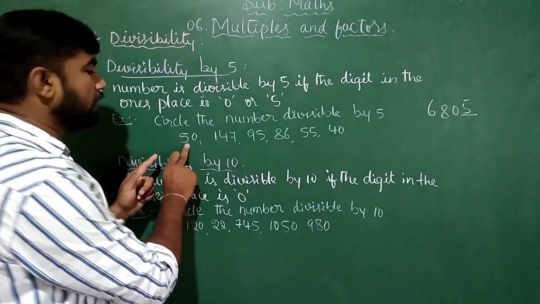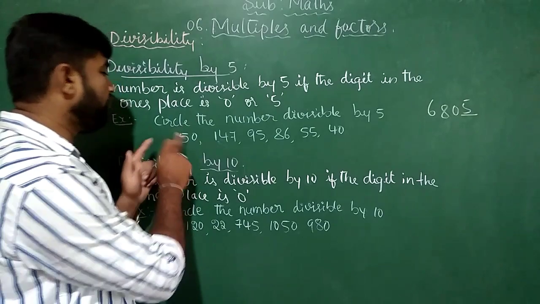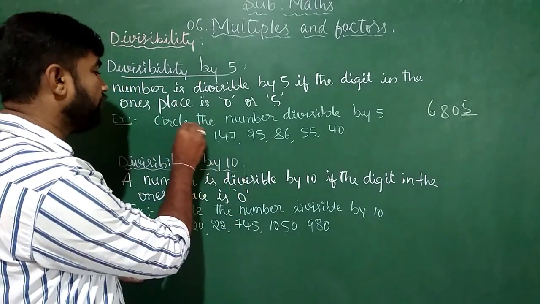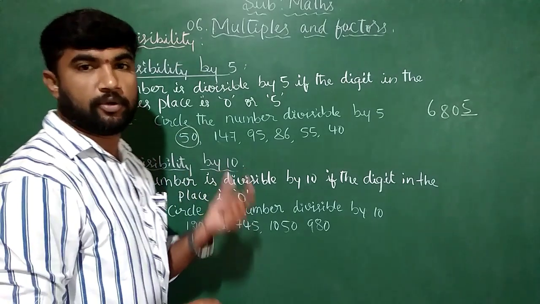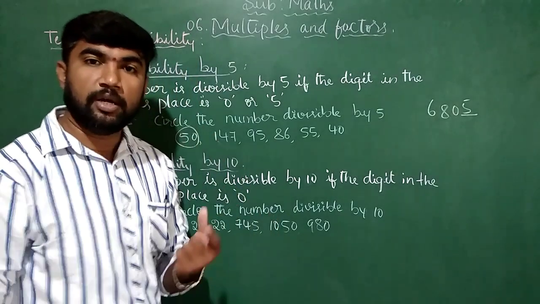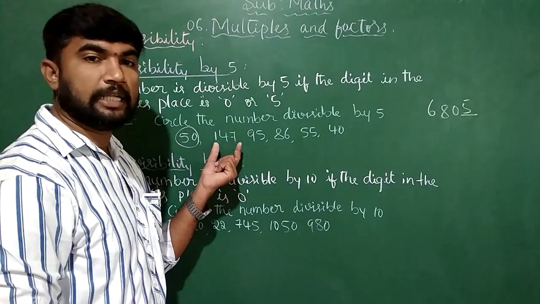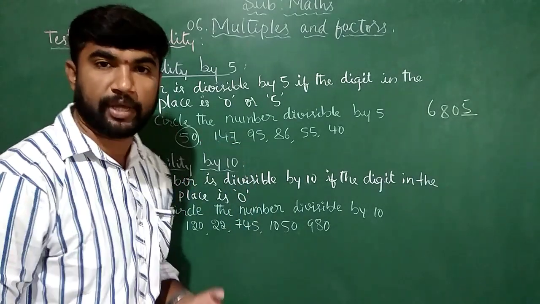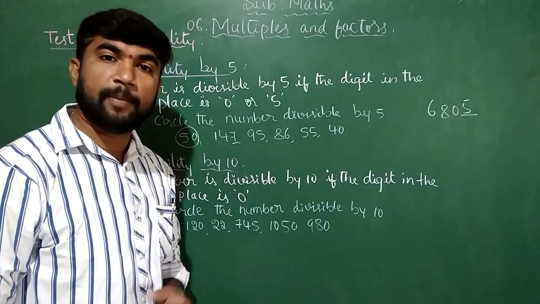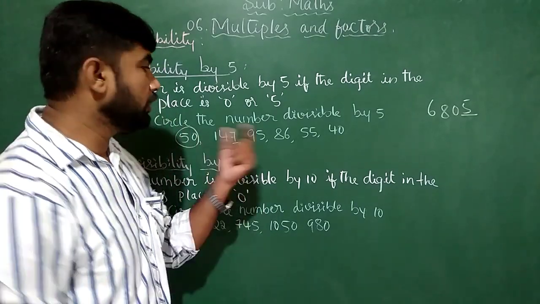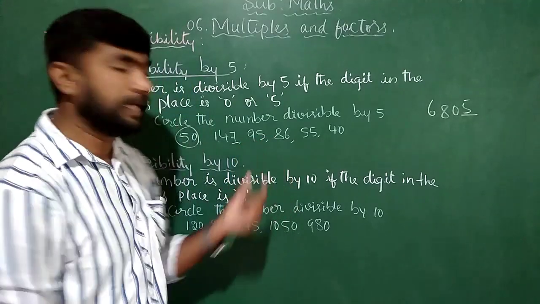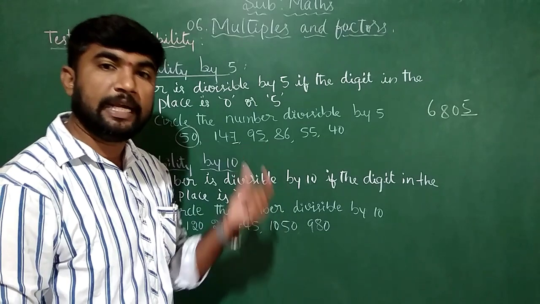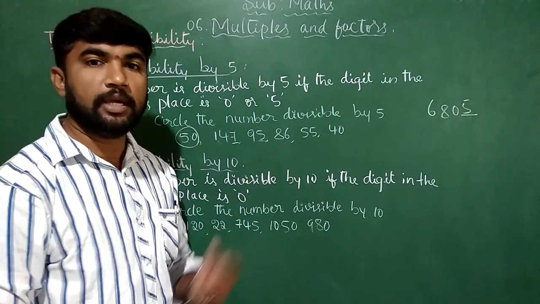In the number 50, the ones place has a 0, so 50 is exactly divisible by 5. Next, 147. In the ones place there is a 7, so it is not divisible by 5. The next value is 95. In 95, the ones place has a 5, so 95 is exactly divisible by 5.